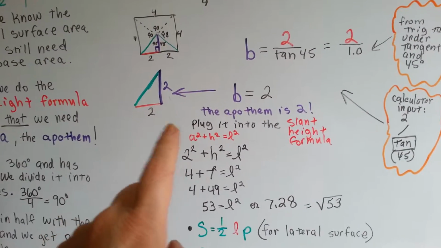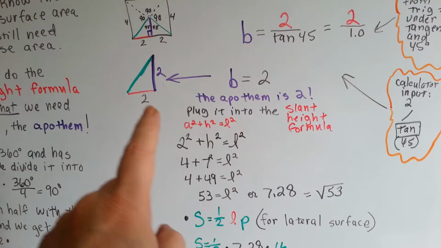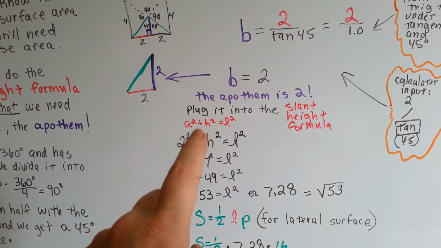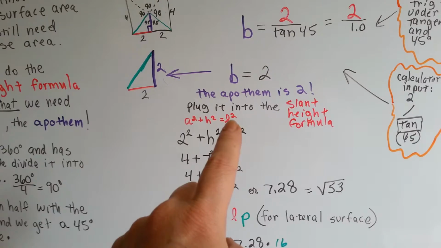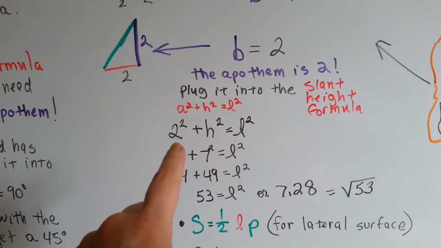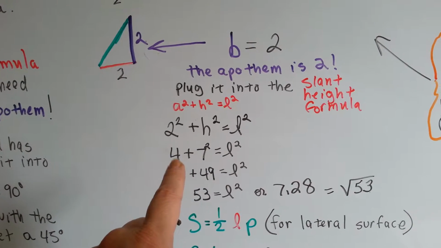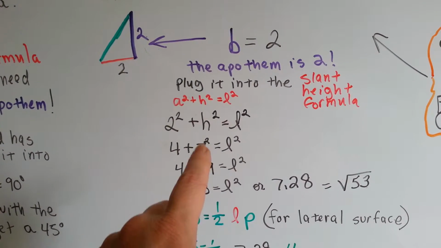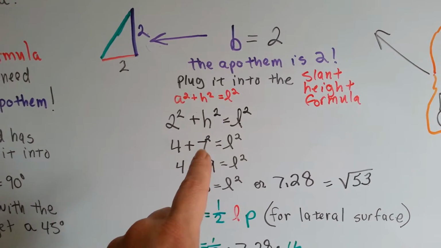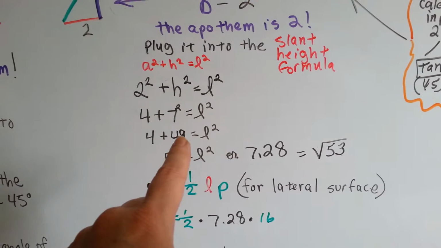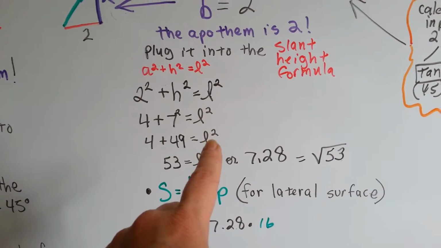Now we can plug this into the slant height formula, which is a squared plus h squared equals the slant height squared, L squared. So 2 times 2 is 4, so that's here. Now the height was 7, so we've got the height squared. 7 times 7 is 49. So 4 plus 49 is equal to L squared.